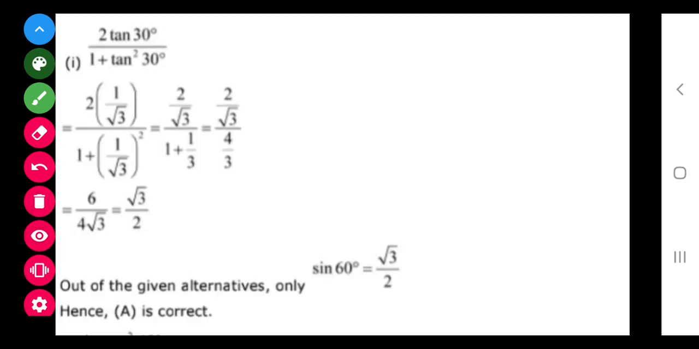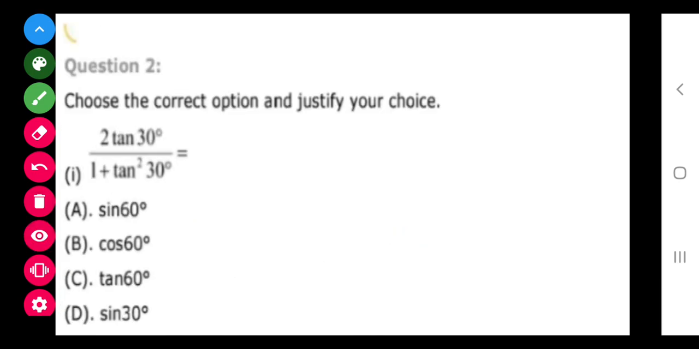So I have made the solution. I've got the solution for you. On solving, it is finally coming root 3 upon 2. So root 3 upon 2 is the value of sin 60. So option A is the correct one, because root 3 upon 2 is only the value of this. The value of this is 1 upon 2, the value of this is root 3, the value of this is 1 upon 2. So the only one left is cos 60.